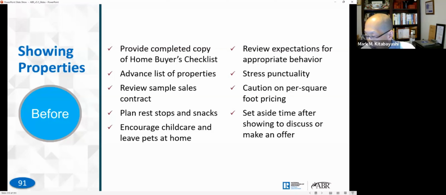And set aside time after the showing to discuss or make an offer. So when you're scheduling showings beforehand, make sure you plan your date right. Any questions on showing properties before?